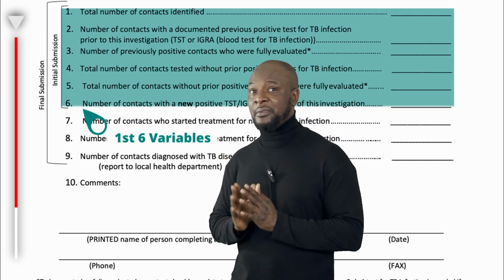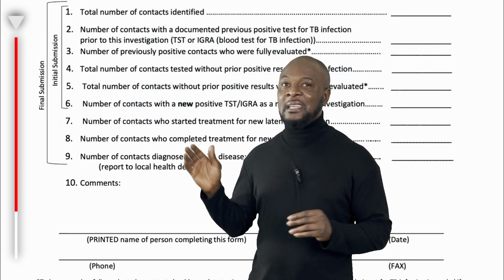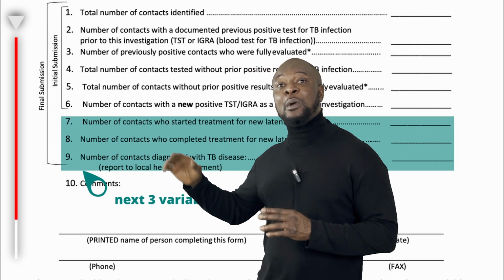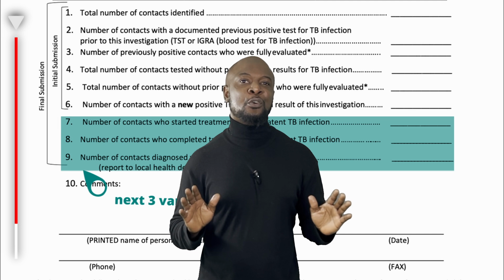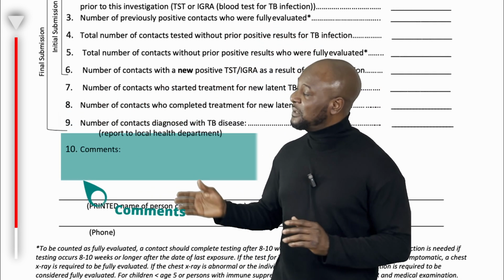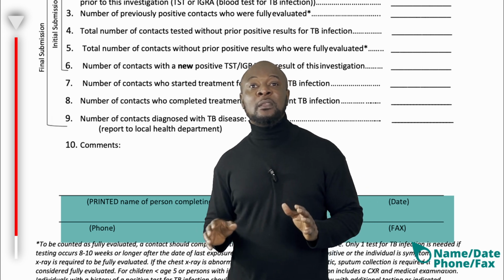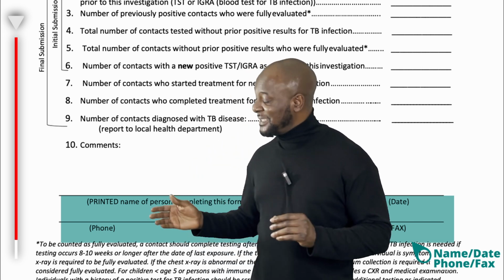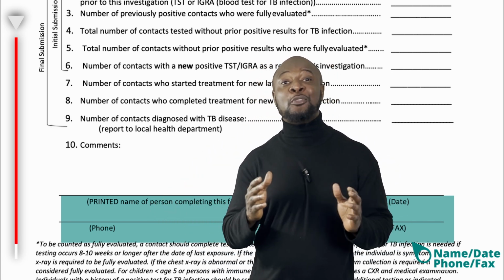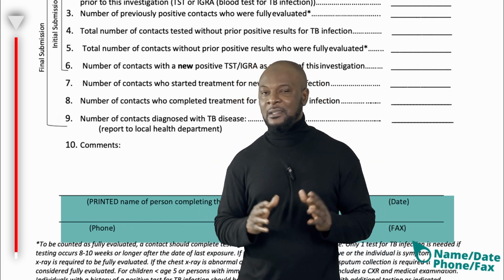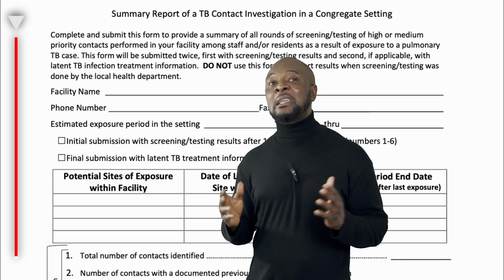These are all open number fields, also easy. And then next is these 3 variables. That's number 7 to 9 to include when making a final submission. Also easy number fields. And lastly, we have an open text field as number 10 for comments. Then at the very bottom of the form, the name of the person completing the form. This is a text field. The date of filling the form, which is a simple date field. And lastly, the phone number and fax. Great. This is a super easy form to make electronic.